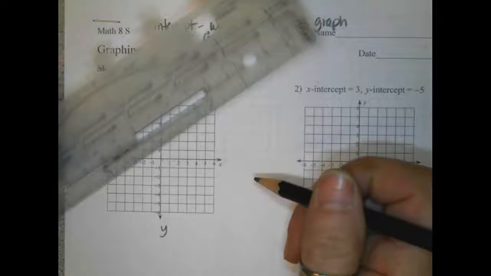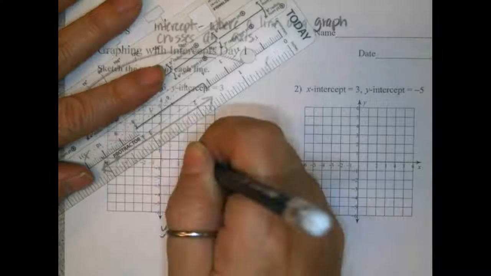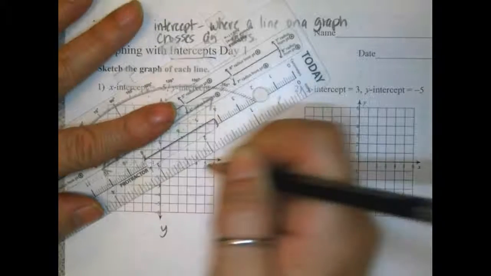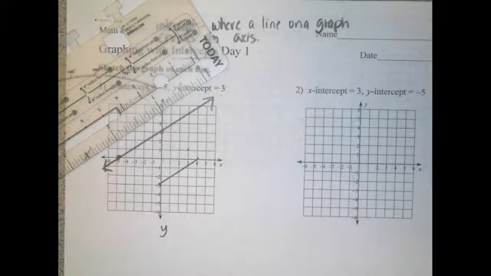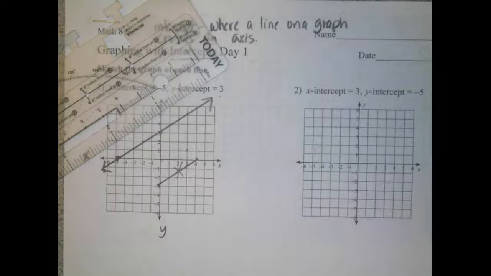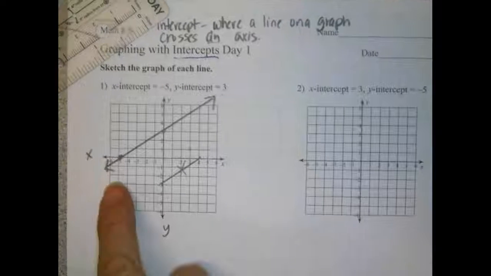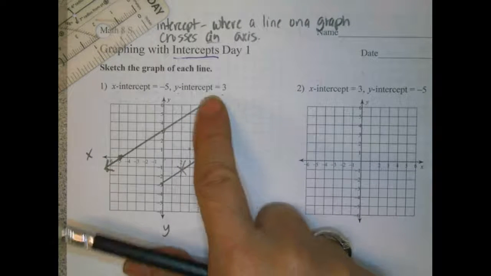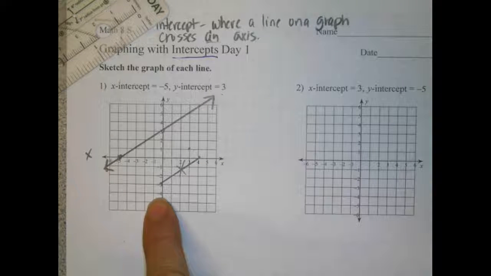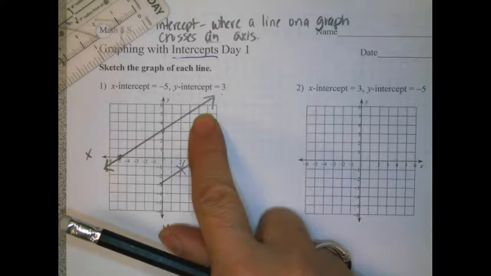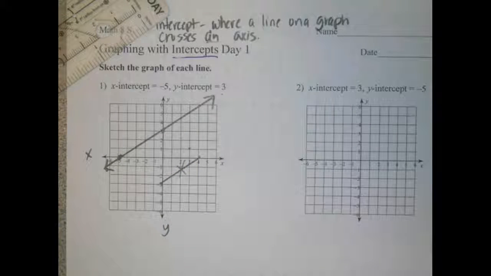I'm going to show you an example of what not to do. Let's say my points were here and here. This is not acceptable. Don't do this. Okay? No, it's not. End to end, arrows on both ends. This is not acceptable. This is what I want to see. All the way through the graph, end to end, arrows on both ends. Got it?